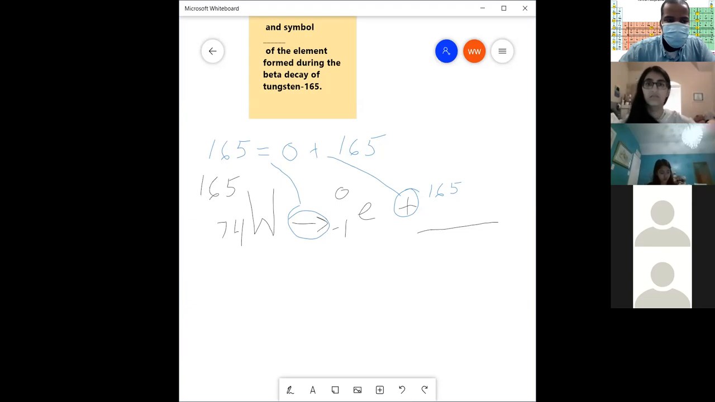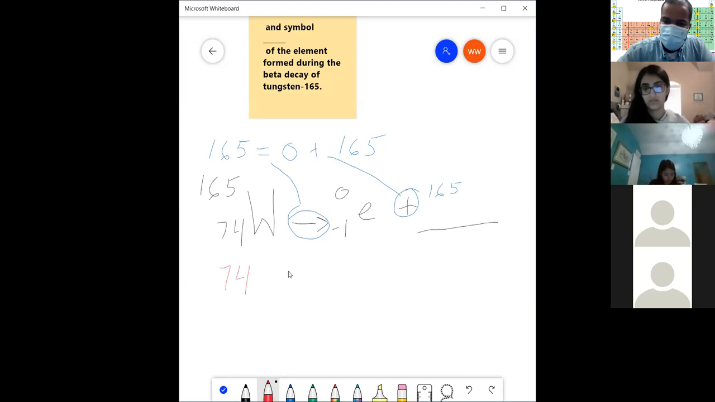What's our next step? 74 equals minus one. Good job. So we have our 74. We use an equal instead of our arrow. So now that's an equals minus one plus something. So what plus minus one equals 74? 75. Excellent, good job. So now we have the atomic number, which is 75.